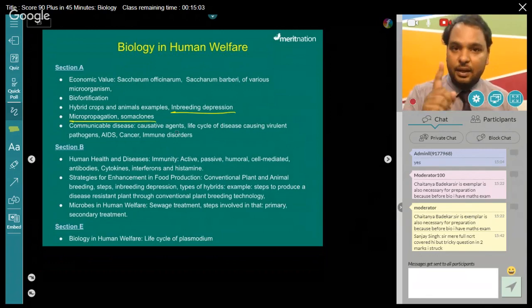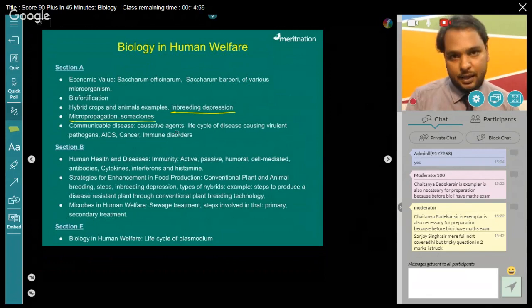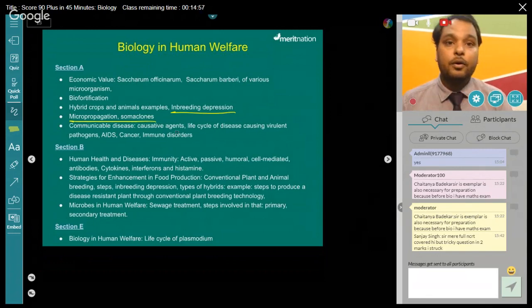Life cycle, there's one life cycle that is given in Plasmodium. It has already been asked in previous examinations and can be asked this year as well. You can go for some others like Wuchereria bancrofti and all these things. Prepare a short note out of that. Prepare a short note on AIDS, cancer, immune disorders.